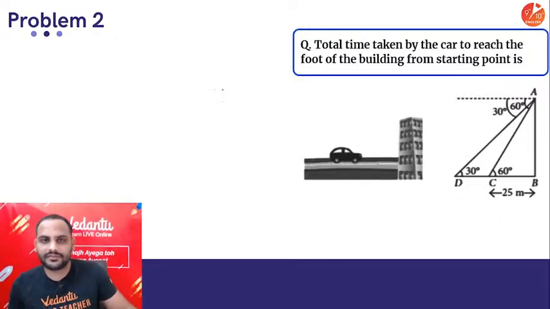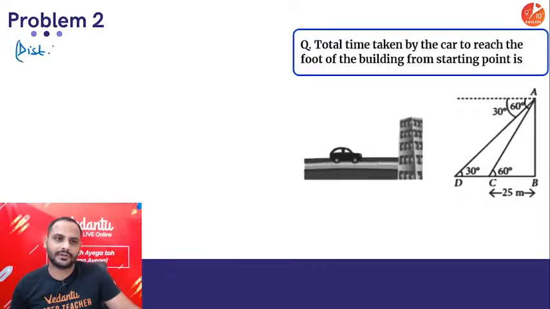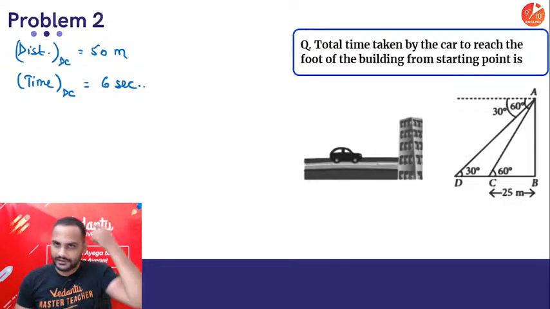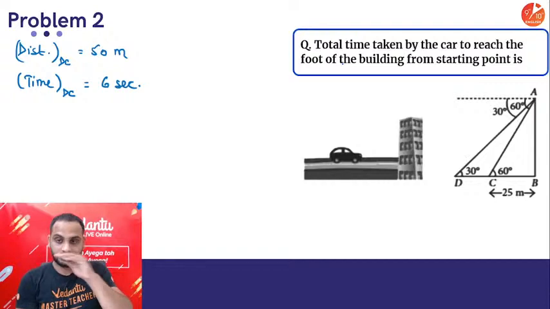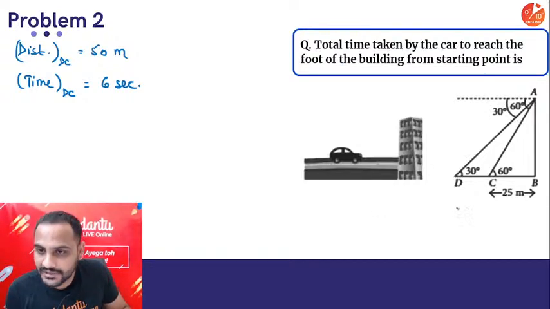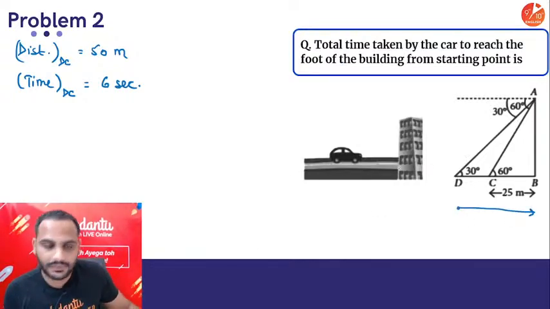Look, the distance from D to C we have found as 50 meters. It is also given that the time taken to go from D to C is 6 seconds. They are saying the total time taken by the car to reach the foot of the building from the starting point, meaning D to B. Please understand, this is a very important point over here. It says from the starting point.